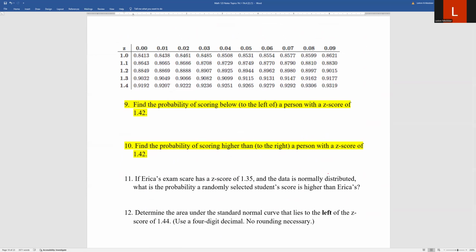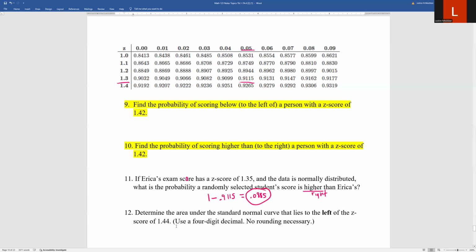If Erica's exam score has a z-score of 1.35 and the data is normal, what is the probability that a randomly selected student scores higher than Erica? So higher means to the right. Whatever we look up for Erica, we got to do 1 minus that. So 1.3 and 0.05, this is the to the left value. So we want the higher than that. So roughly 91% of the students scored lower than her. We want to know how many scored higher than her. So 1 minus 0.91, so about 0.0885.